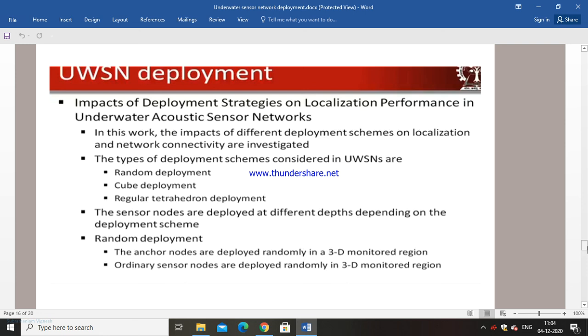Impacts of a deployment strategy on localization performance in underwater acoustic sensor networks. In this work, the impact of different deployment schemes on localization and network connectivity is investigated. The types of deployment schemes considered in underwater sensor networks are random deployment, cube deployment, and regular tetrahedron deployment. The sensor nodes are deployed at different depths depending on the deployment scheme. Random deployment: the anchor nodes are deployed randomly in a 3D monitored region. Then the ordinary sensor nodes are deployed randomly in the 3D monitored region.